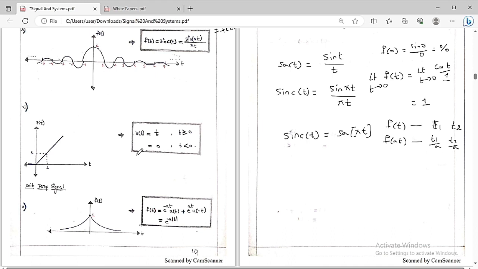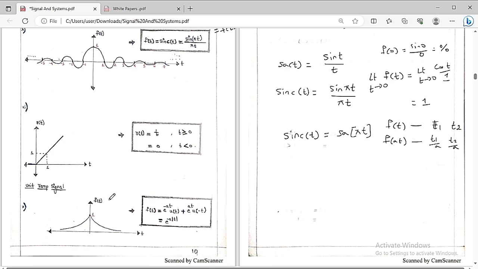So listen carefully. r of t is equal to t for t greater than or equal to 0 and its value is equal to 0 for t less than 0. So this is the meaning of the unit ramp signal. Always remember, the unit ramp signal is nothing but at t less than 0, its value is equal to 0, and at t greater than or equal to 0, it is a straight line passing through the origin with a slope of unity. Mathematically we can represent it as r of t is equal to t for t greater than or equal to 0 and 0 for t less than 0.